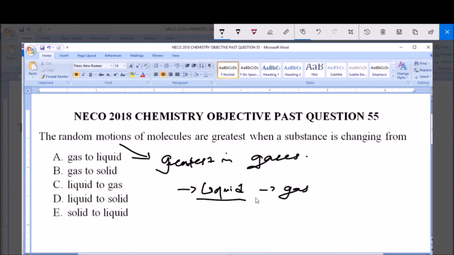So the random motion of molecules is greatest when a substance is changing from a liquid to a gaseous state, because the molecules of gas are free. They are free to move about in a given space or container. So the answer to this question is option C, liquid to gas.